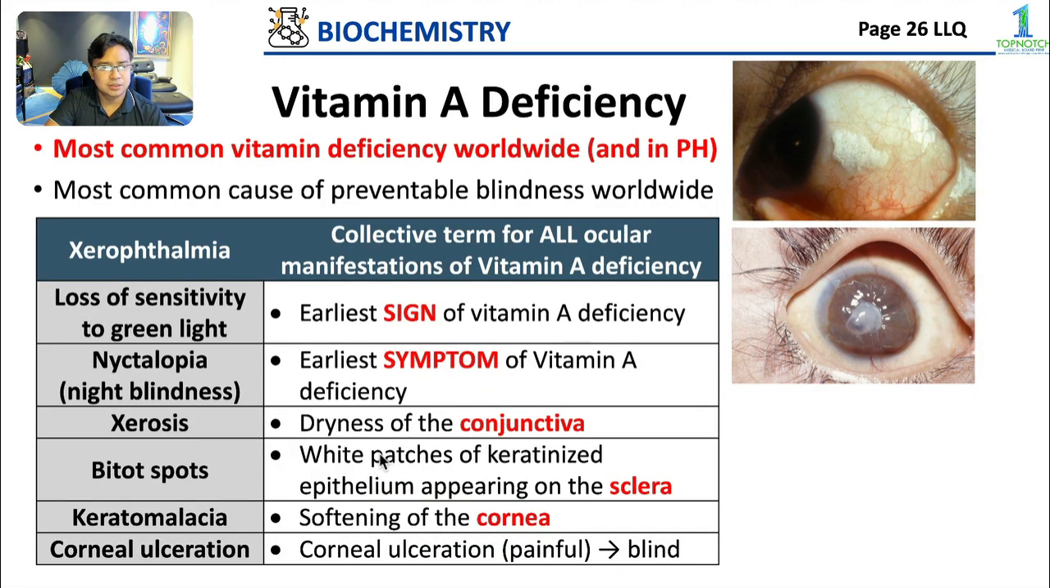When it is deficient, it can cause xerophthalmia. It's the collective term for all ocular manifestations of vitamin A deficiency. The earliest sign is loss of sensitivity to green light, while the earliest symptom is nyctalopia or night blindness. You can also have xerosis, dryness of the conjunctiva, Bitot spots, having white patches at the sclera, and keratomalacia or the softening of the cornea. Eventually, they can lead to corneal ulceration, which is very painful because of the pain fibers located at the cornea.